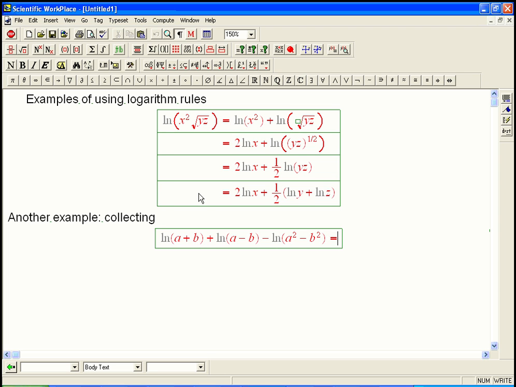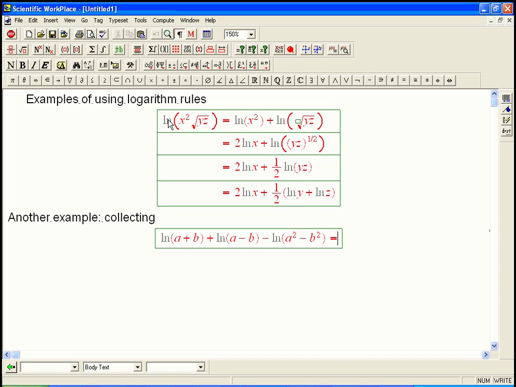Now, a big possibility for a mistake here is to try to invent a log rule that takes a plus inside a log to something. This is not ln of a plus ln of b. This is not ln of a minus ln of b. You cannot separate these guys out. But we're going to see that this actually does do some pretty cool stuff if we instead collect it together.